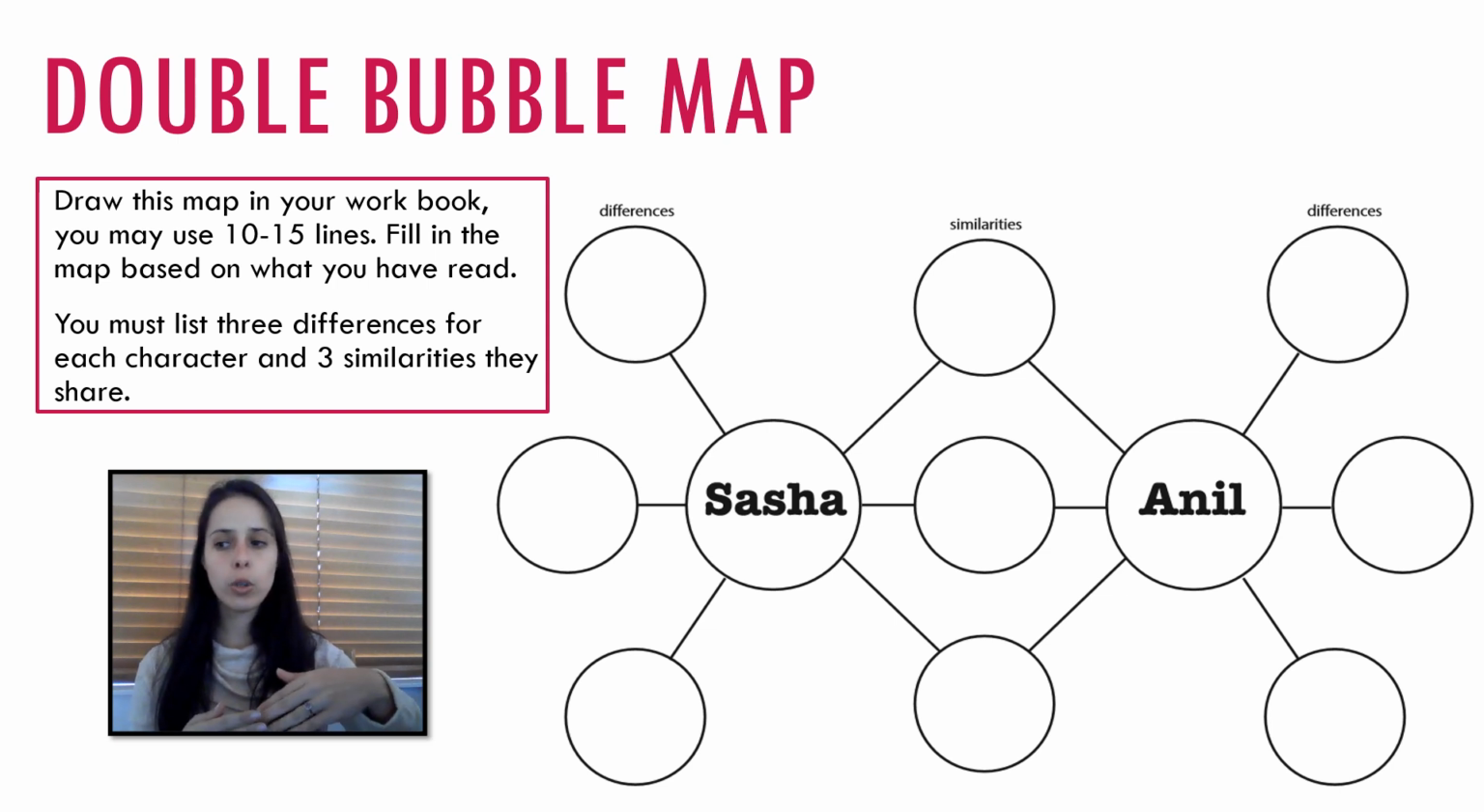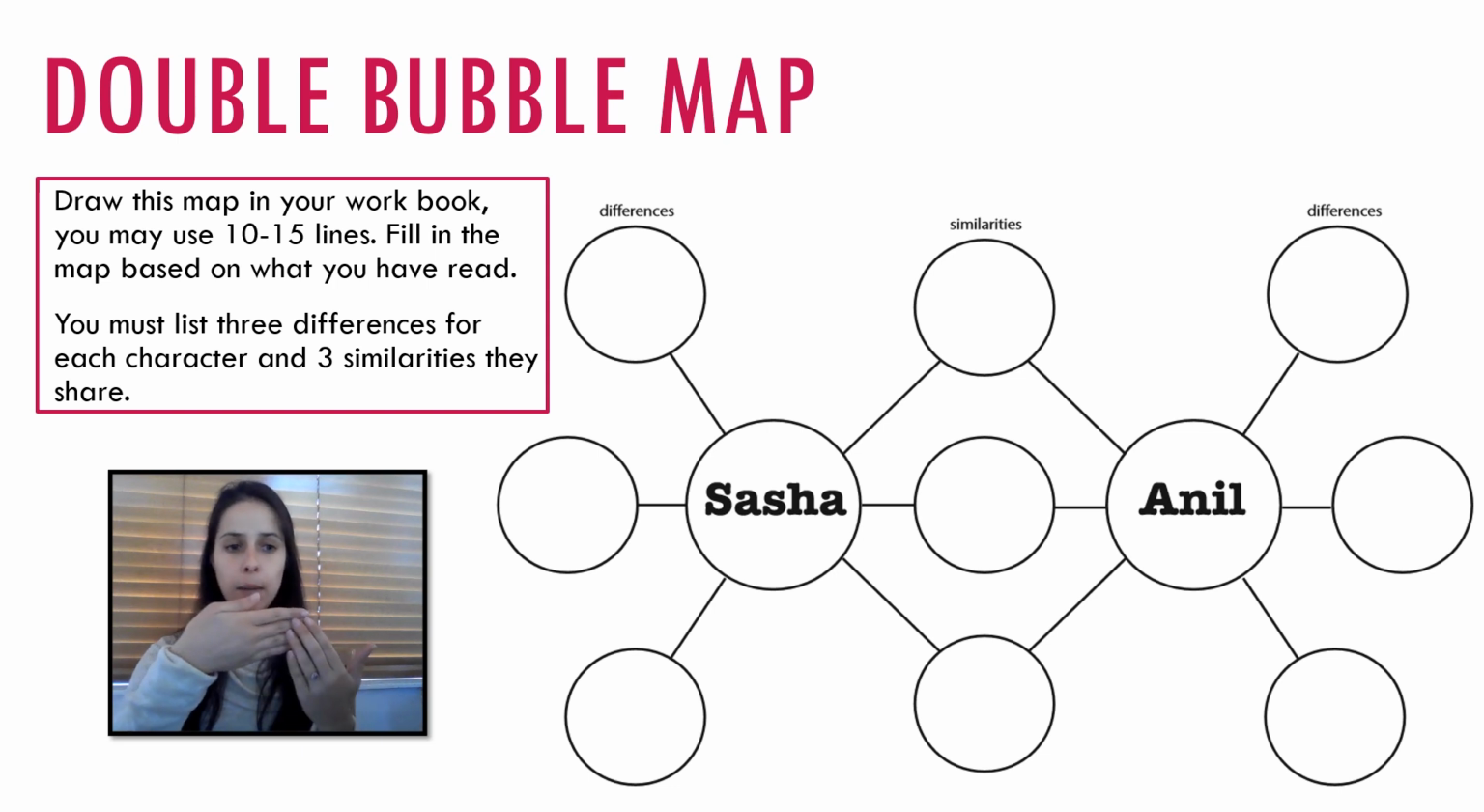If you want to turn your page to the side, instead of portrait you want to do landscape, you're more than welcome to, because it's a double bubble map. It might be easier to do that. And then you fill in the map based on what you've read. You must list three differences for each character and three similarities that they share. Your map in your book should look exactly the same as the one I've put here for you.